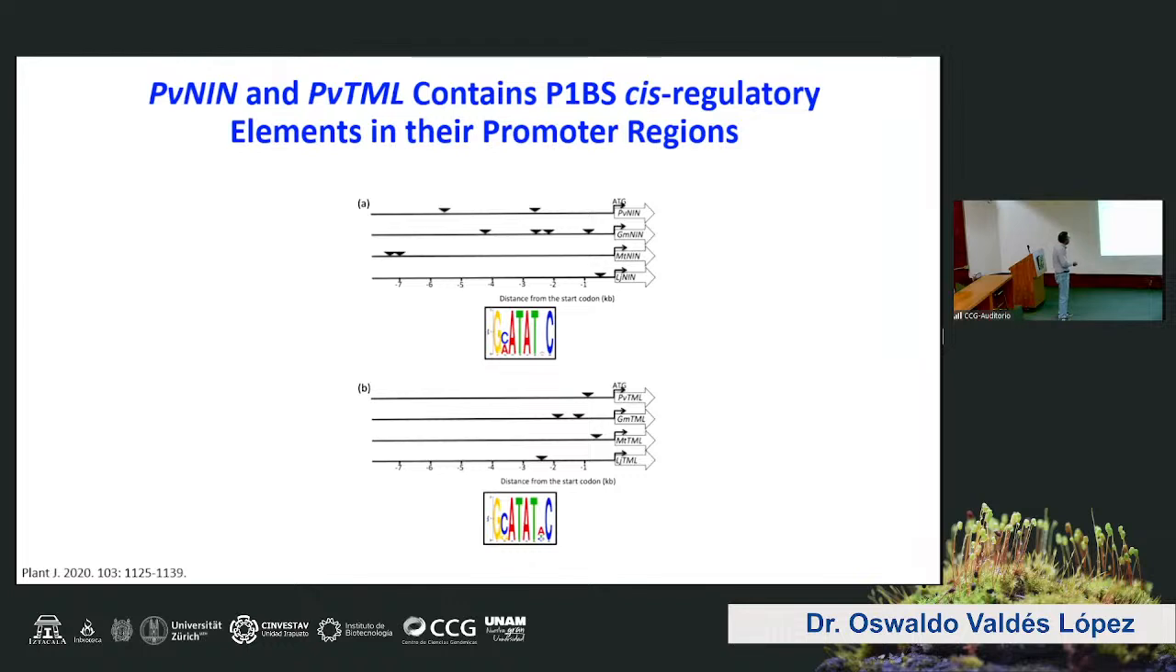Similarly for TML. So this suggests that maybe PHR is controlling or modulating the expression of these 2 symbiotic genes.